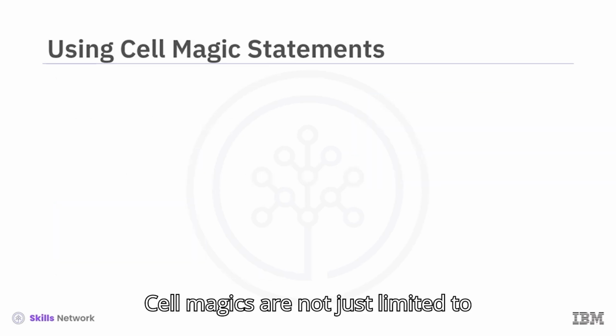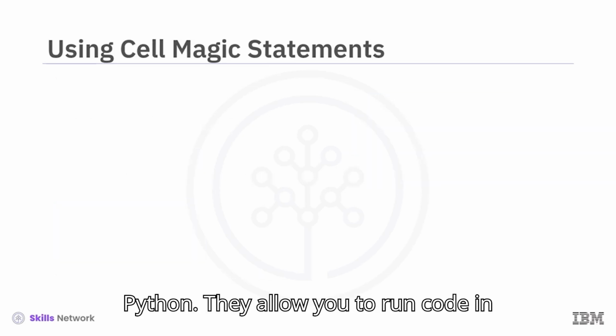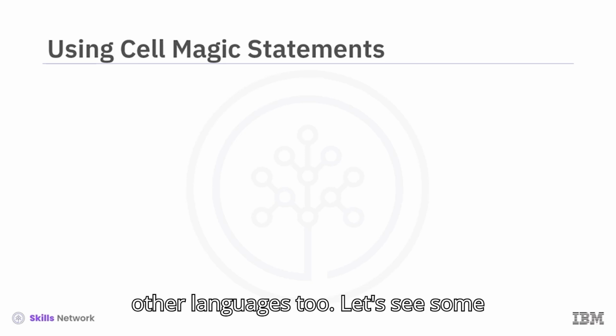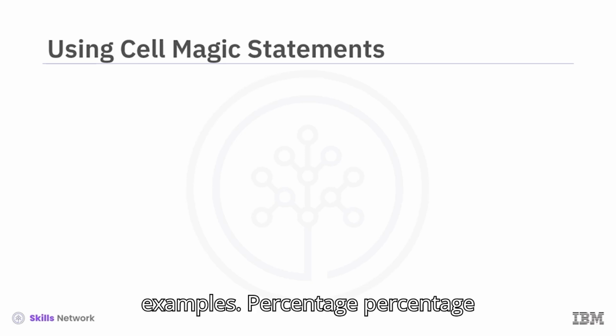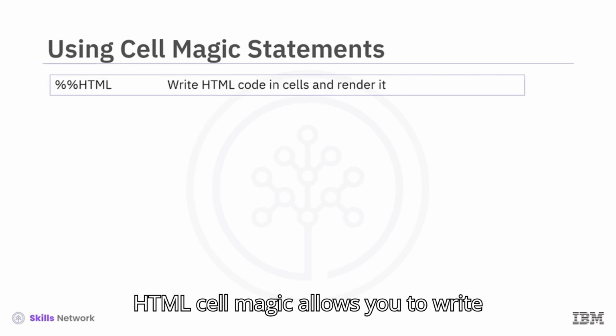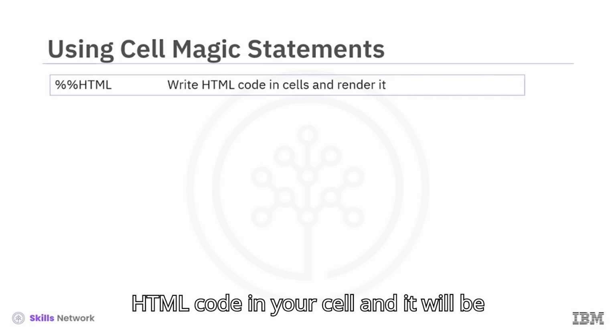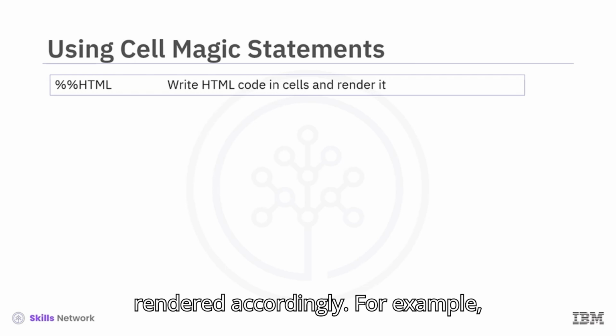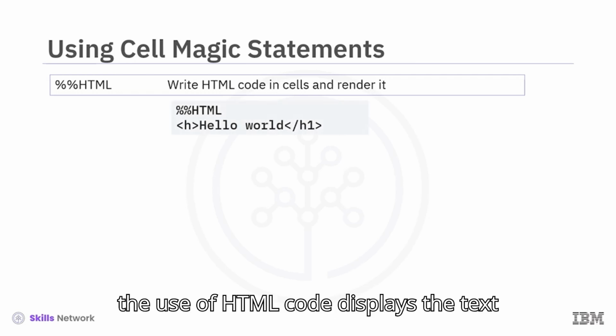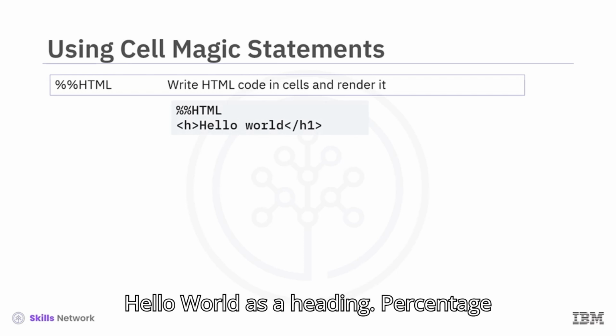Cell magics are not just limited to Python. They allow you to run code in other languages too. Let's see some examples. The %%html cell magic allows you to write HTML code in your cell and it will be rendered accordingly. For example, the use of HTML code displays the text "Hello World" as a heading.